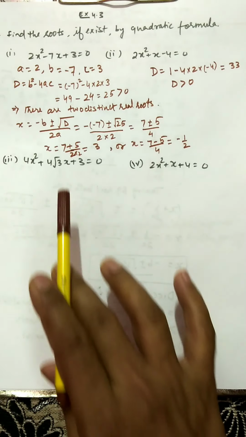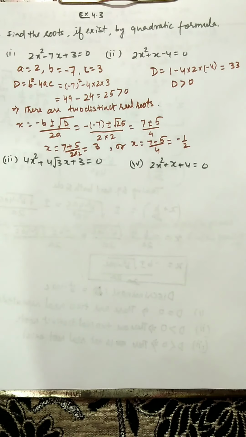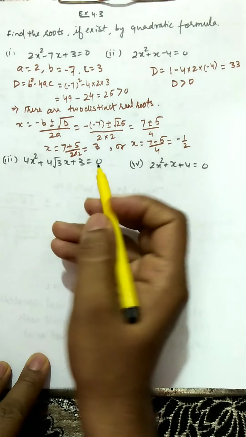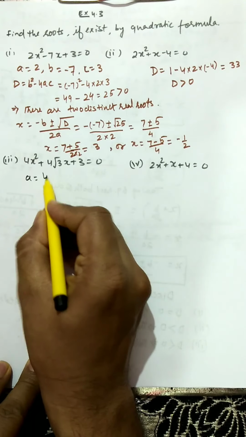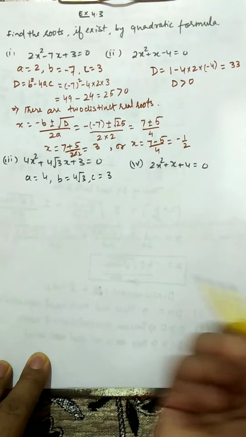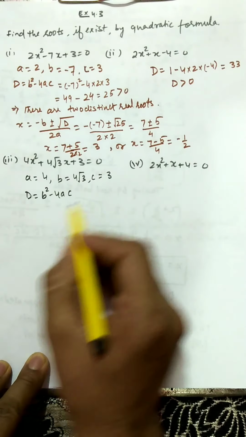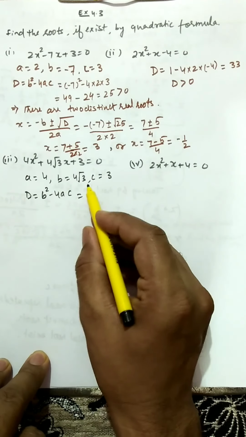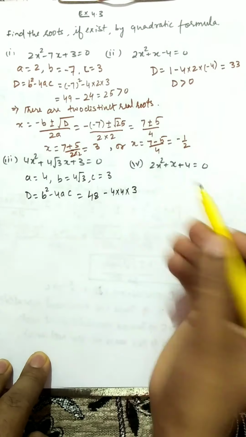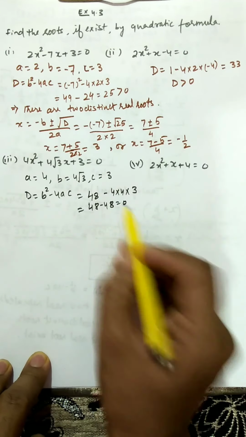Now come to the question in which you can find some square roots. This also can be found with the help of this. So this is 4x square plus 4 root 3 x plus 3. So you can say a equal to 4, b equal to 4 root 3, and c equal to 3. So I'm finding d now. This is b square minus 4ac. So b square is 16 into 3, this is 48, minus 4 into 4 into 3, this is again 48. So 48 minus 48 is going to be 0.